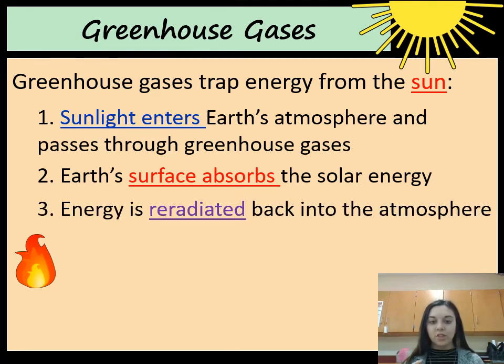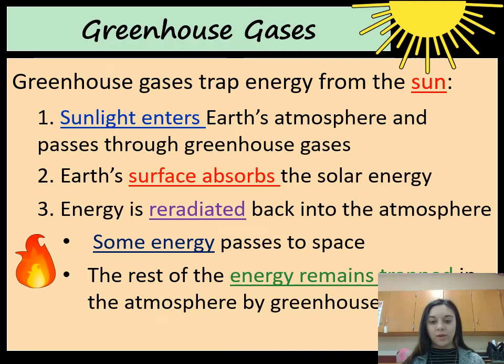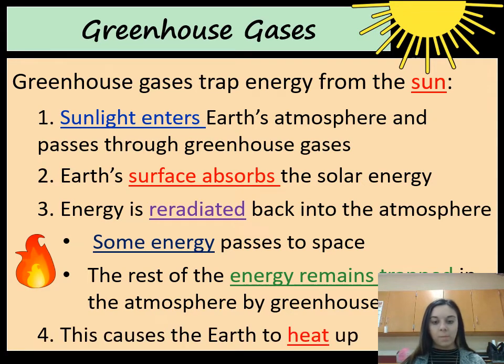Some of that energy is re-radiated back into the atmosphere, so like it might be reflected, maybe by ice or something like that. Some of that energy is going to continue and go out to space. The rest of it remains trapped in that atmosphere by those greenhouse gases. And that is what causes the Earth to warm up. Kind of like I said, it's like a blanket around the Earth, but it's kind of transparent as well.